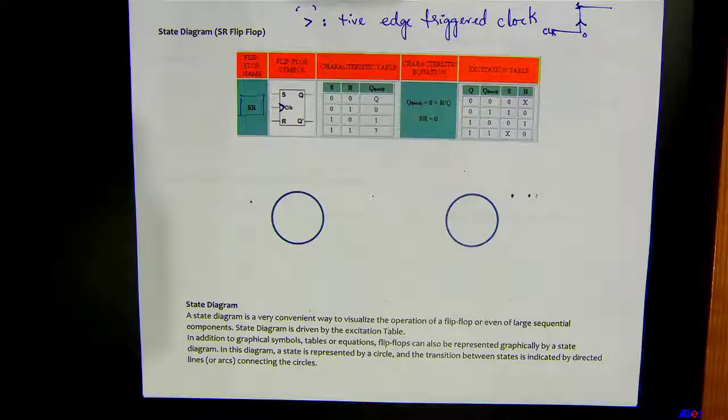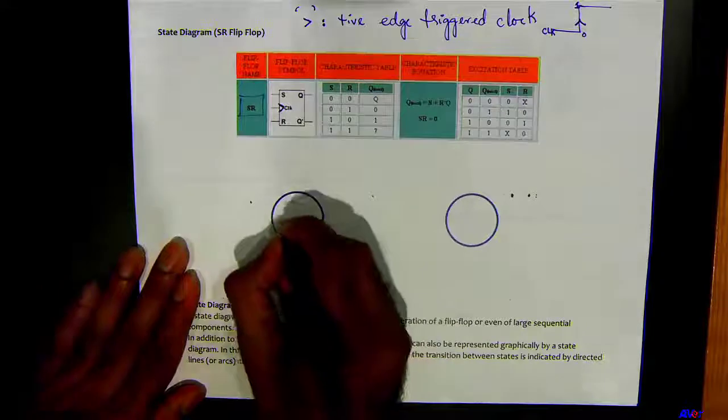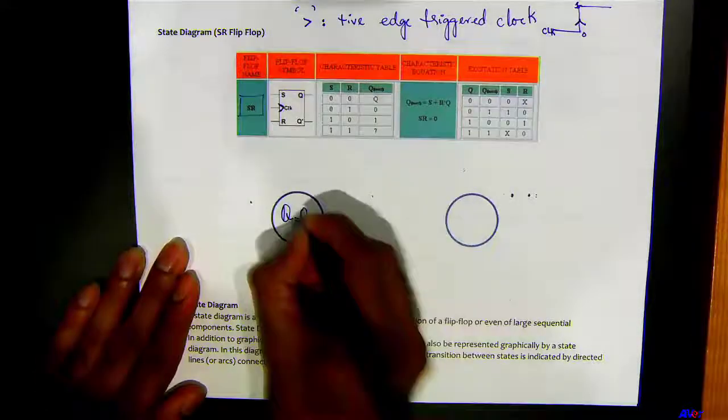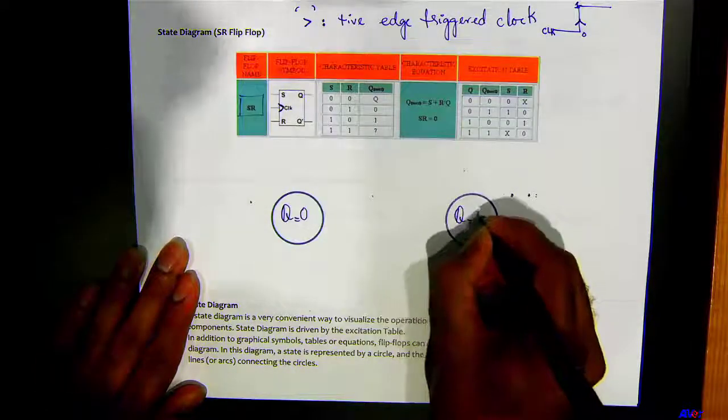Now, notice they say a state is represented by a circle. So you see two circles here, correct? That would mean there are two states. What are those states? 0, 1. So your Q could be 0 or your Q could be 1.